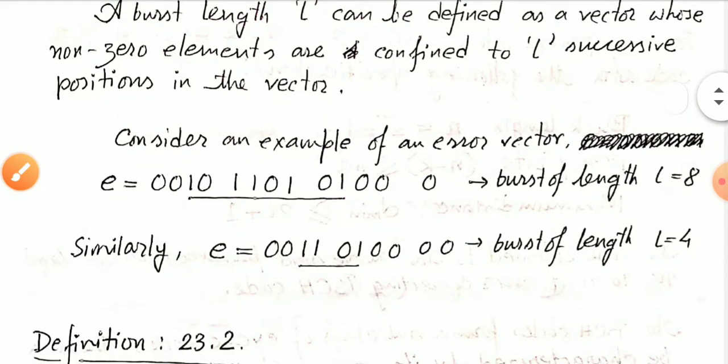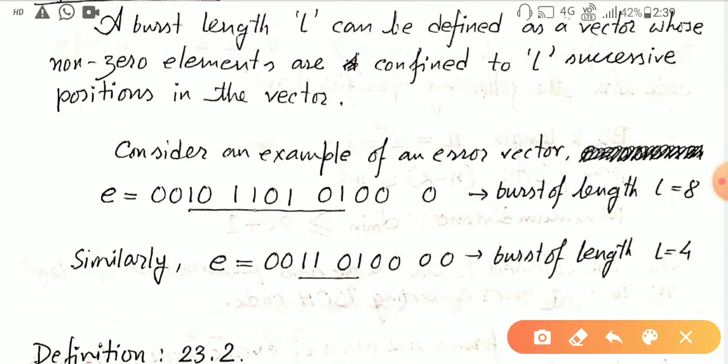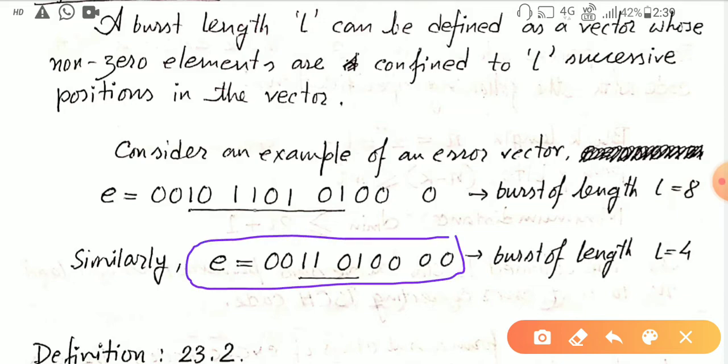Now consider another example for this same phenomenon. Let the error vector E be defined as 001101 0000. So here the 1 on the LSB side is present in this position, and the MSB and LSB side positions are put in this section. So the number of bits used is total 4. So L is 4, and the burst length in this error vector is 4.